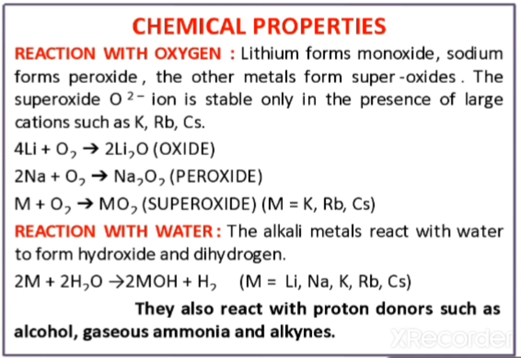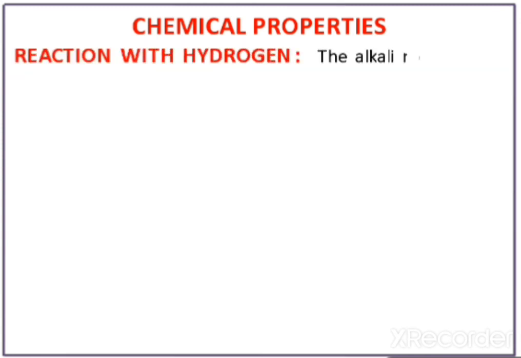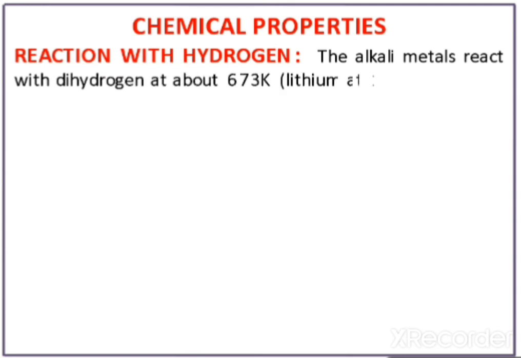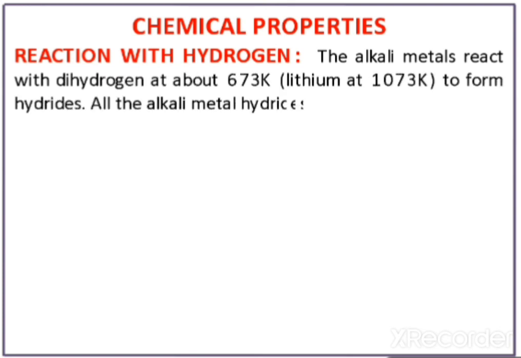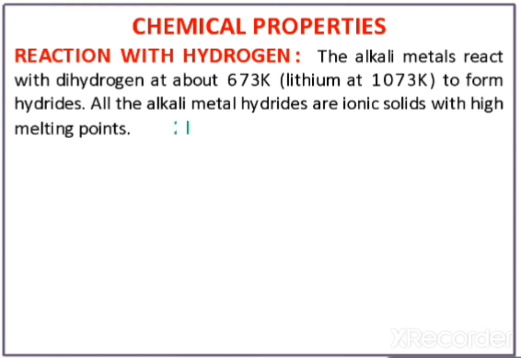Next, reaction with hydrogen. So you know hydrogen has electropositive character, meaning hydrogen will donate an electron. But if hydrogen reacts with an element which has more electron donating nature than hydrogen, then hydrogen will gain an electron. Okay, for example, M plus H2: the metal will form M plus and hydrogen will form H minus.